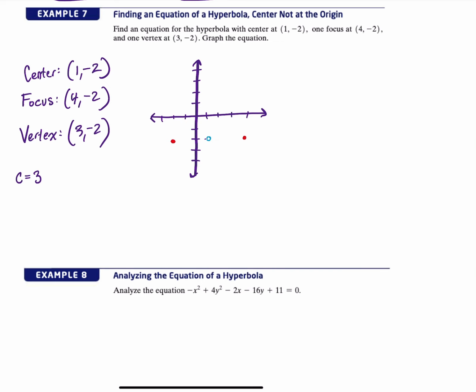Then we have a vertex at (3, -2). So 1, 2, 3, -2, right here, vertex point. That distance from the center to the vertex is 2 units. That's our a value. So I can say a equals 2. That means our second vertex should be 2 units to the left of the center point: (-1, -2). Might be helpful to label these. So this would be (3, -2), and this is (-1, -2).